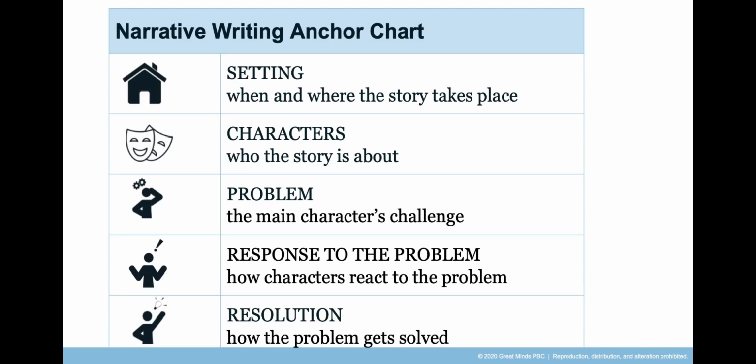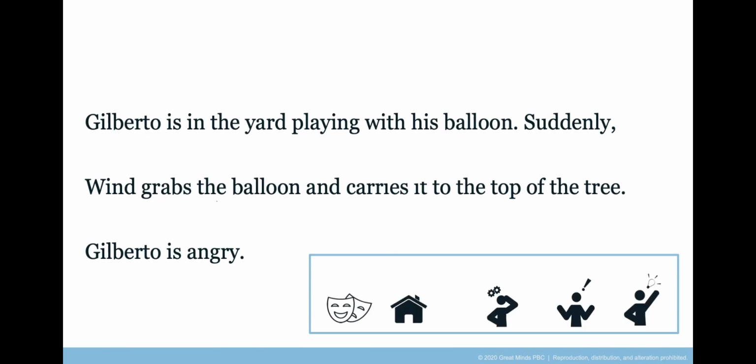I want you to think about these narrative elements as I read you a partial story about Gilberto and the wind. Take a look at the story on the screen. As I read the story, you should listen carefully and point to the appropriate story element at the bottom of the screen when you hear it mentioned. For example, if I mention a character, you should point to the character icon.